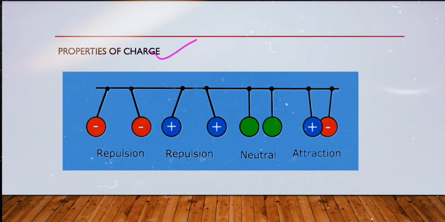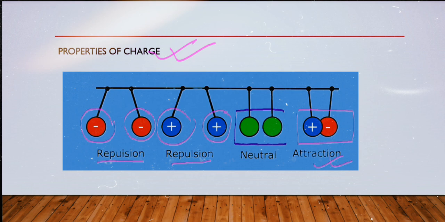Properties of charges. Students, you might have studied in earlier classes, maybe in class 6, 7 or 8, that like charges, like negative and negative, always repel each other. Positive and positive also repel each other. And if we have two charges of different signs, one positive and one negative, that is unlike charges, the unlike charges attract each other. Neutral means we don't have any amount of charge in any of these objects.